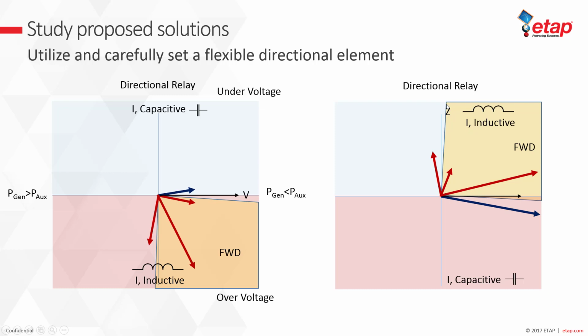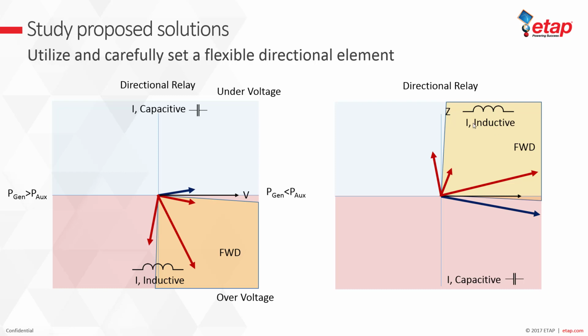So what they have done is that they have tried to bring down the max forward reach. So in this case, as you see, we are coming close to 90 degree, or maybe a little bit less than 90 degree. So what this does actually, it's gonna avoid the false tripping in the cases that the wind turbine generates more than auxiliary, which is most of the cases.